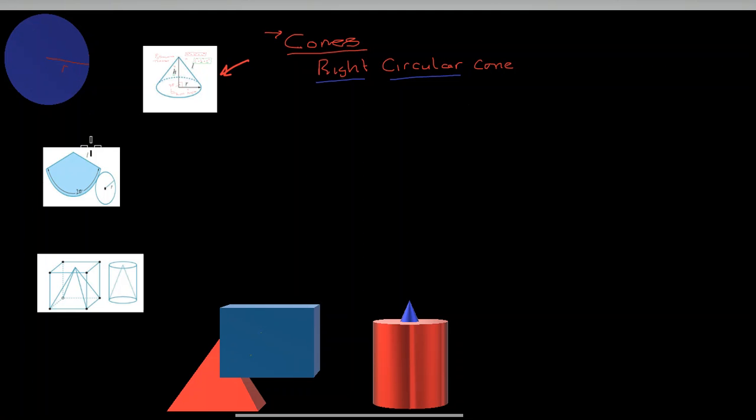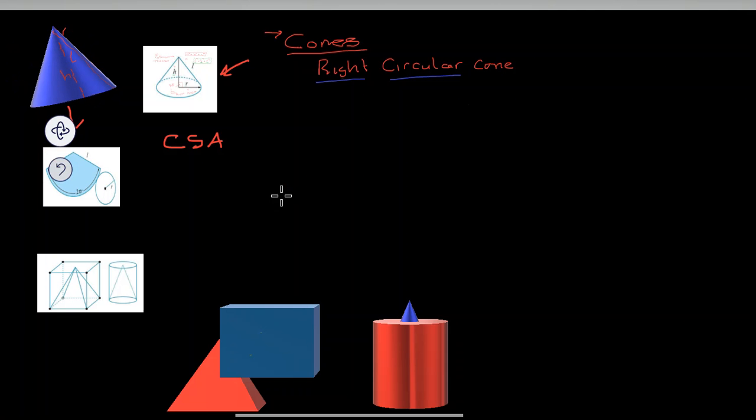Now, just like we've looked at with the rest of them, we want the curved surface area. If you take this cone and make a net, splitting it out, this is what we have here. This area here is what's known as the curved surface area. So we need a formula for the curved surface area.